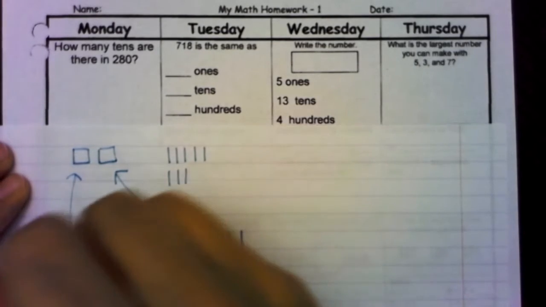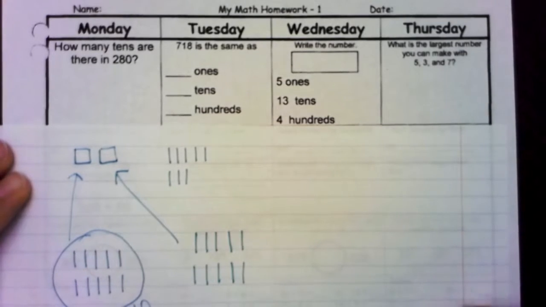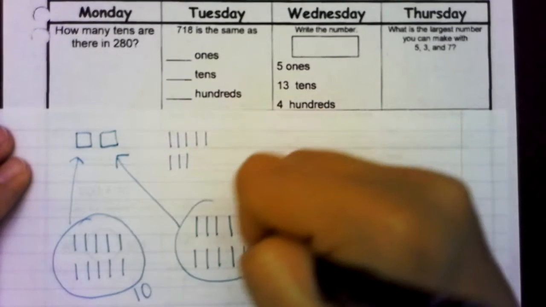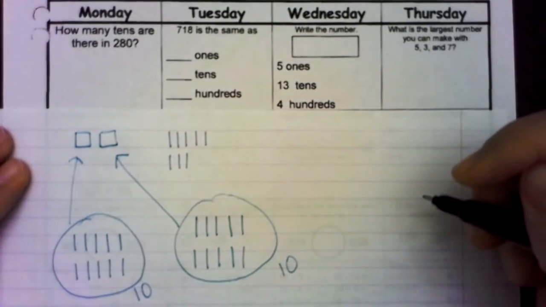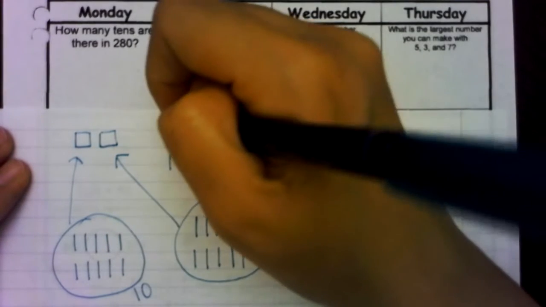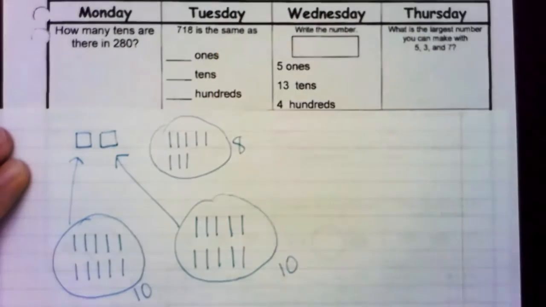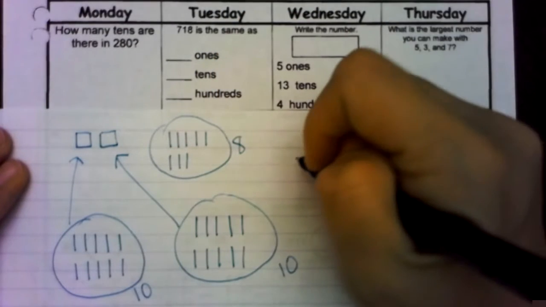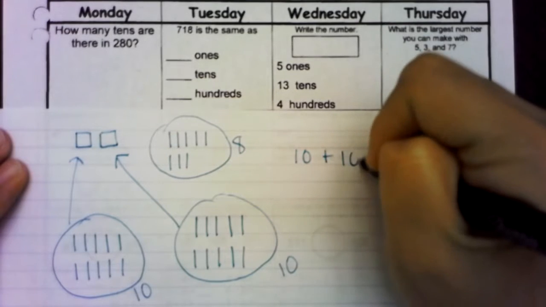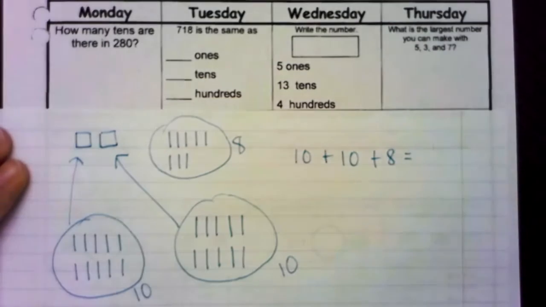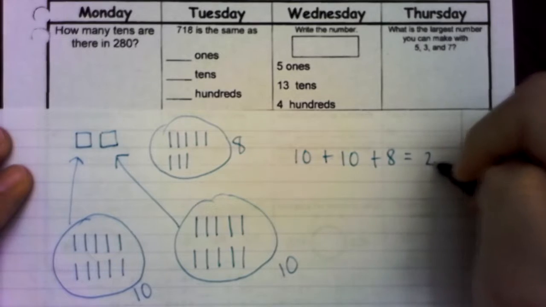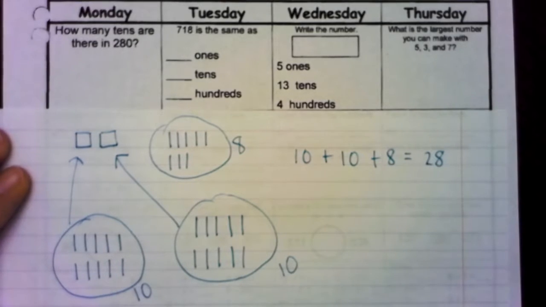So we know this was 10 tens. We know this is 10 tens. And remember, in the number 280, we had 8 tens that we drew to start with. So now we just need to think about 10 plus 10 plus 8. And 10 plus 10 is a doubles fact, so we know that that's 20. And 20 plus 8 is 28. So to make the number 280, we could make that using 28 tens.